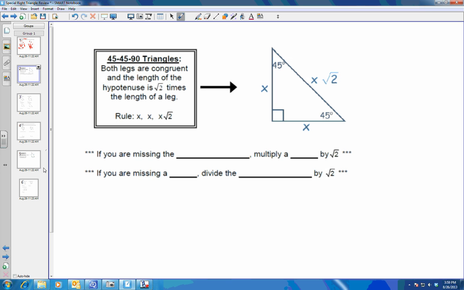So let's fill in the blanks here. If you are missing the hypotenuse, multiply a leg by square root of 2. Okay, so if we're missing the hypotenuse, we want to multiply a leg by the square root of 2 to find our missing side. Going backwards, if you're missing a leg, divide the hypotenuse by the square root of 2.